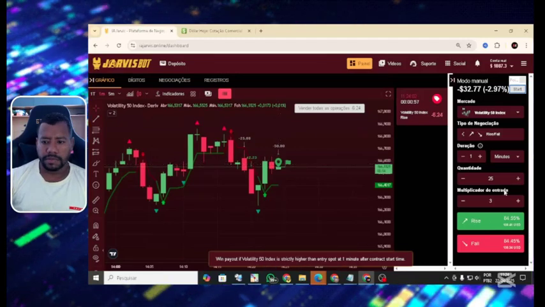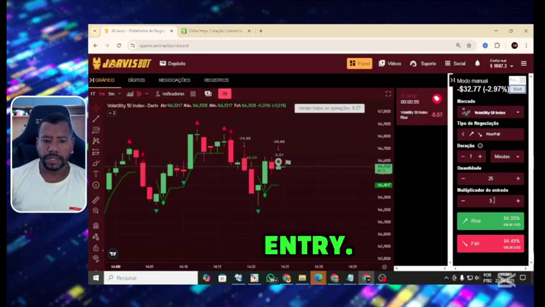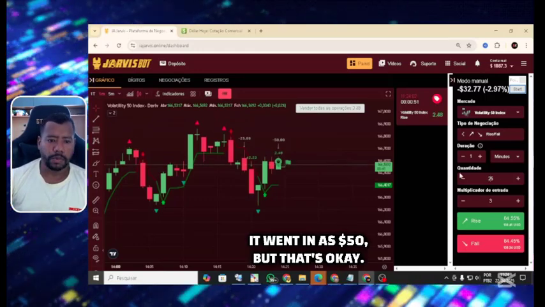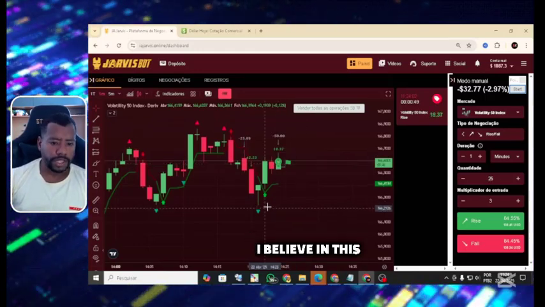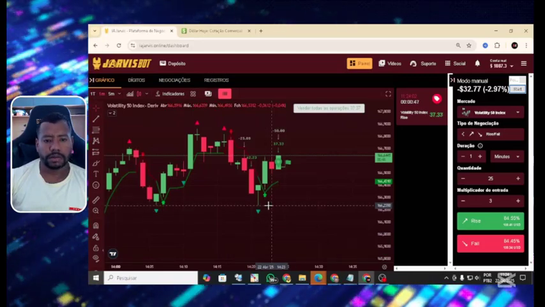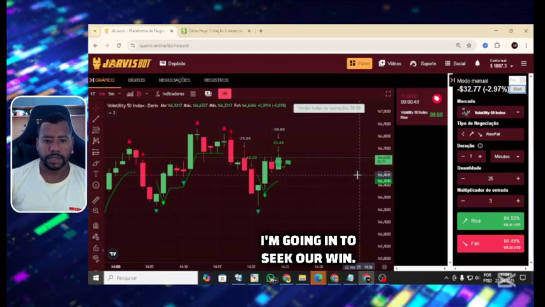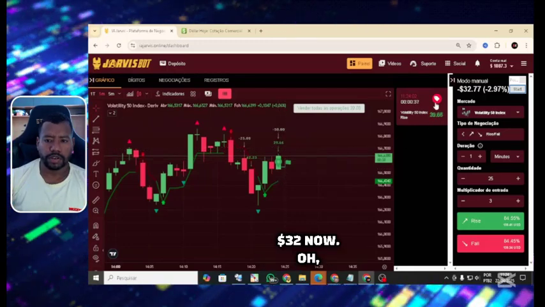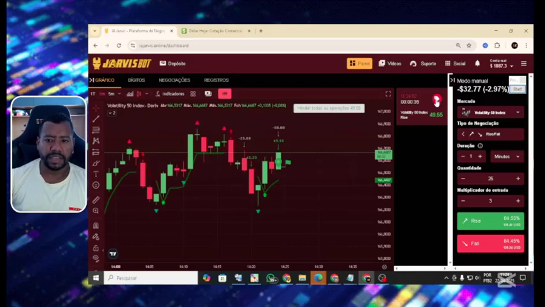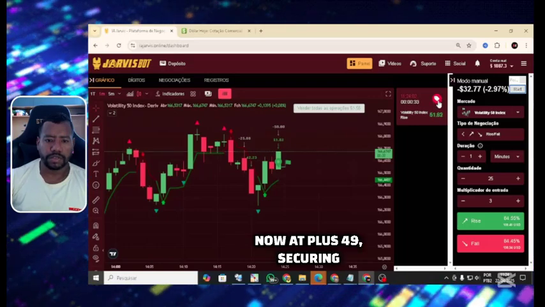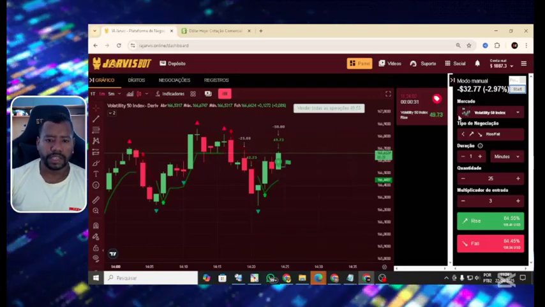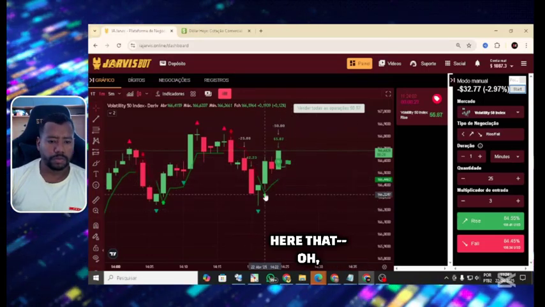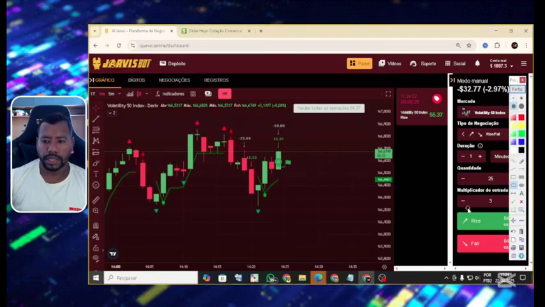Yeah, I didn't notice. I used 2x multiplier on this entry. In as $50, but that's okay. Even this trade, and our indicator signals us to seek our win. We're already up $32 now. $29, $39. Sell now at plus 49, securing profit, but I'll hold till the end. We believe in this trigger, this entry here, that confirmation.